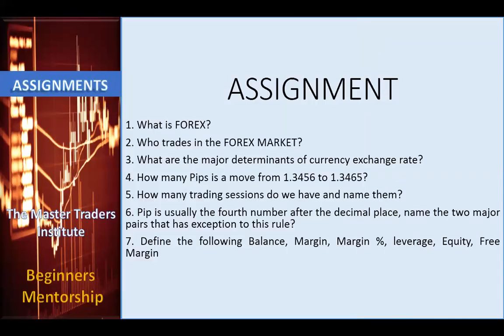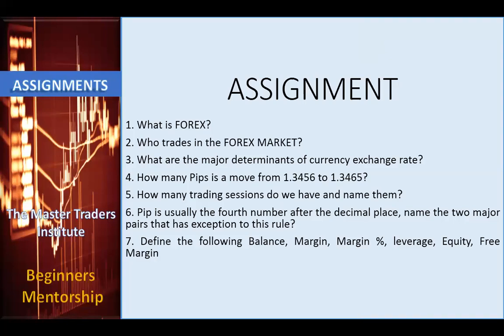Okay, now this is the assignment, okay? 1 to 7. What you're going to do is you tag myself, Contact Speaks, you tag Golden Blaze, you tag Don Jazzy, and you answer your question. Number 1, what is Forex? Number 2, who trades in the Forex market? Number 3, what are the major determinants of the currency exchange rate? Number 4, how many pips is in a move? How many pips is a move from this to this?